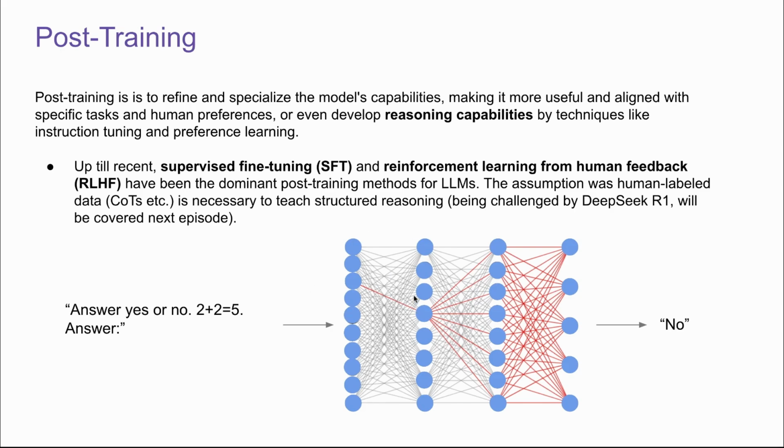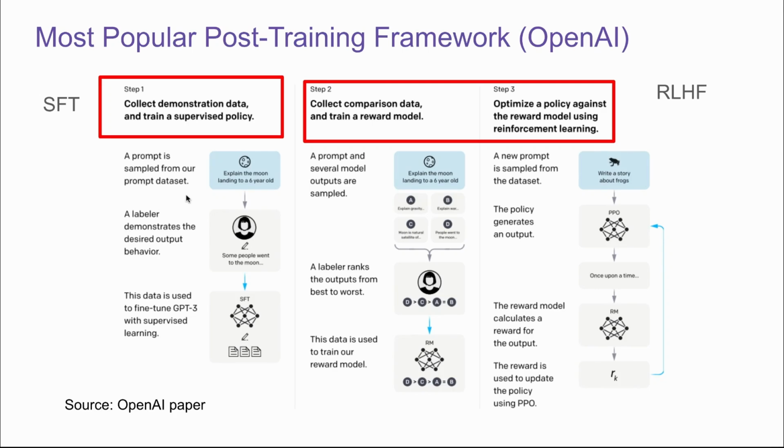This is an example of what post-training is doing. We pass in a question, 2 plus 2 equals 5, answer yes or no, and the answer should be no. This is a math-specific task, and we want the model to be more capable in math and also show some reasoning capability in math deduction if possible.